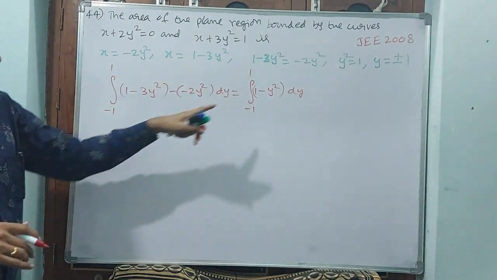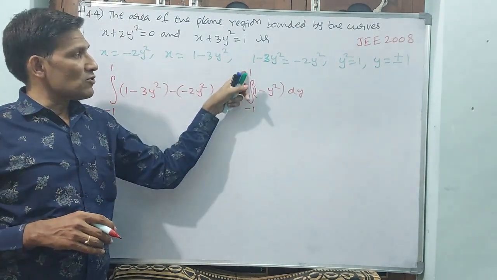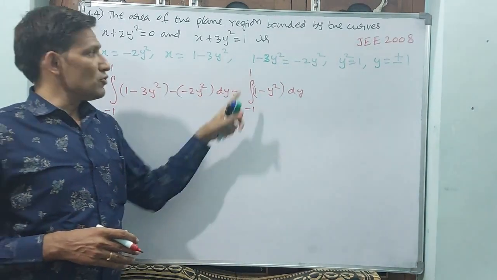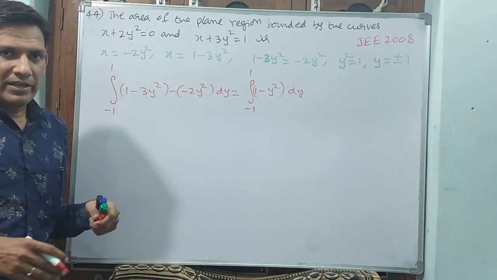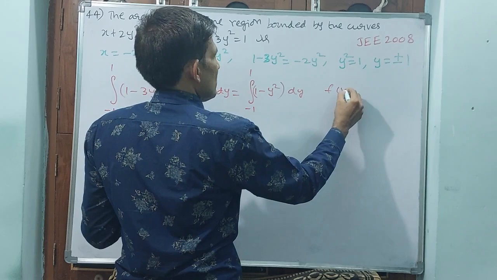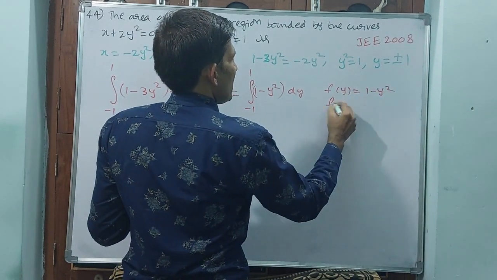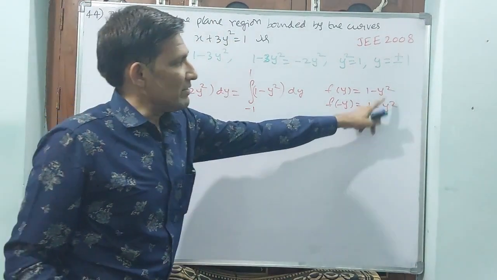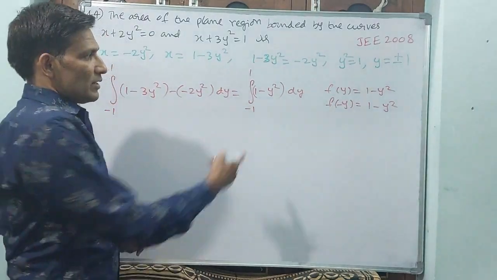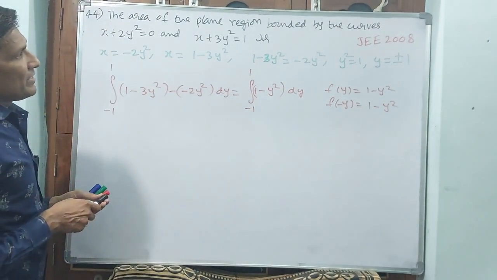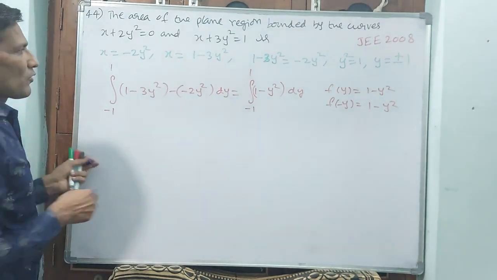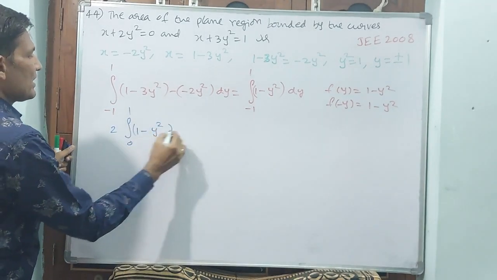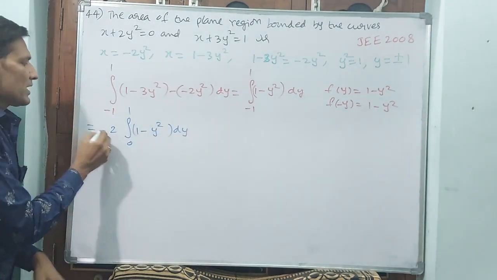Okay. Now you see, is this function even or odd? Why? Because for the limits minus a to plus a, if it is an even function, it is 2 times from 0 to a. Or else if it is an odd function then 0 straight away. You tell me, f of y is equal to 1 minus y square, f of minus y is equal to 1 minus y square only. Why? Minus y whole square, plus y square, both are same. That means this is an even function. When it is an even function, then how are you going to write? Like this: 2 times of integral 0 to 1, 1 minus y square dy. 2 times. Okay, then proceed.